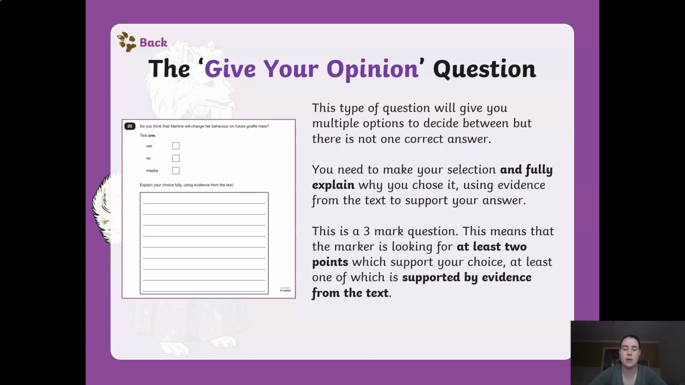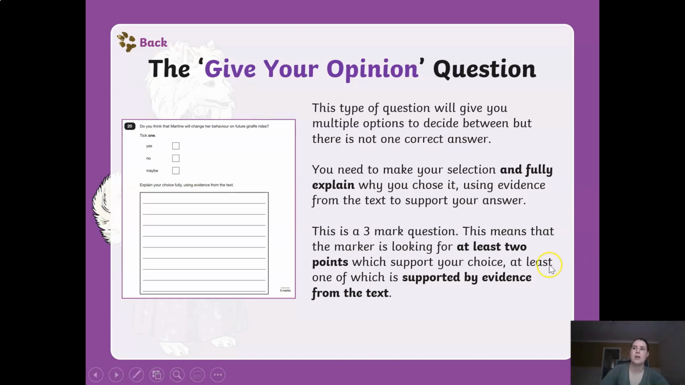So again, for your 3 mark questions, remember your PPE. Give me 2 reasons as to why you think that she will, and then give me a piece of evidence. What's the suggestion in the text that tells you that she's going to change? Has she said something? Has she done something? Has she inferred that she's going to do something that might change? So always remember for that 3 mark question, it's PPE: point, and give evidence.